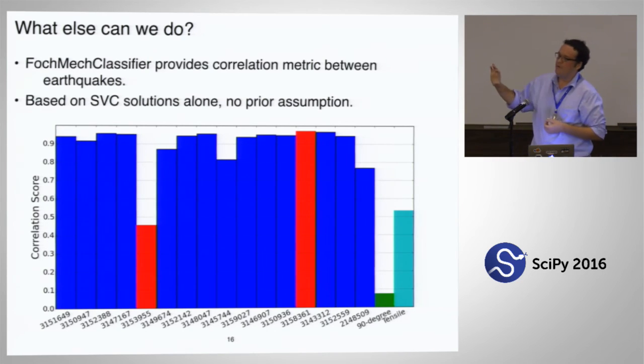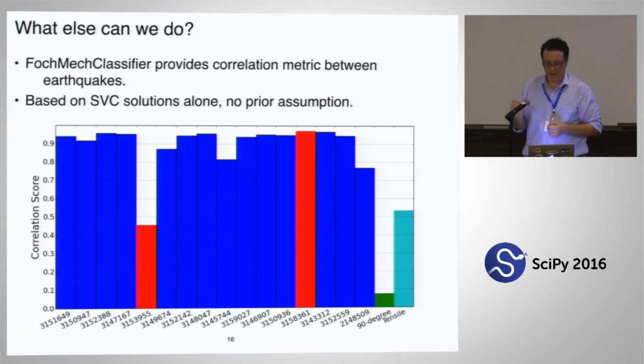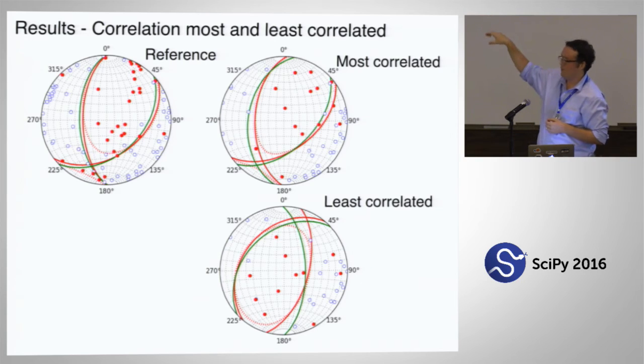As a test, we've taken the reference source, rotated it by 90 degrees, and calculated the correlation with itself. Correlation is very low, as we'd expect, and it's largely uncorrelated with a similar tensile source. So it is a good discriminator. Using this technique, we potentially have a good discriminator between shear and tensile sources, and we have metrics for comparing similarity between sources without having to make prior assumptions. So this is just a visualization of that. On the left, I have the reference solution, and on the right, I have the most and least correlated solutions.